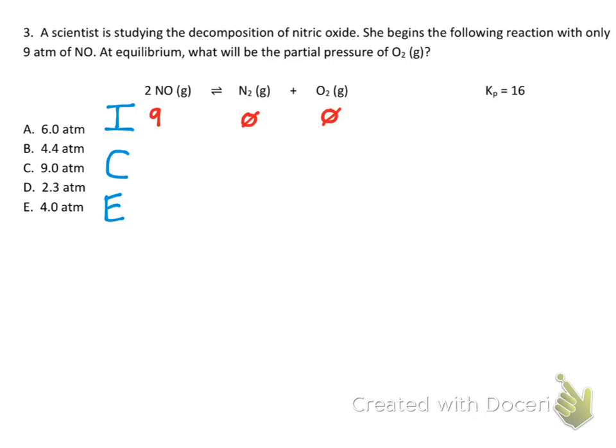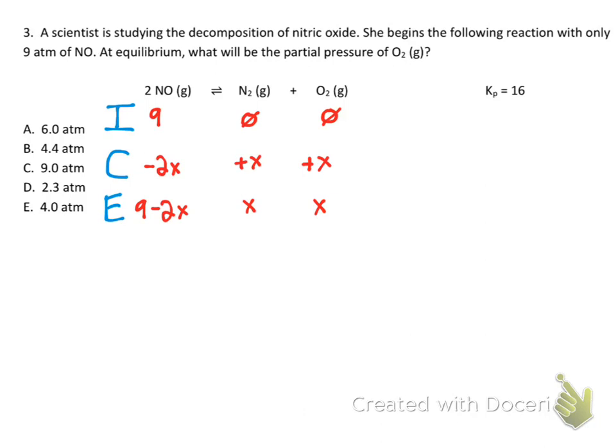So since we don't know what the equilibrium amount is, we're going to use a variable. We're going to say minus 2x here. For the N2, it's going to be plus x, and for the O2, it's going to be plus x. Okay, which leaves us with, at equilibrium, 9 minus 2x. All we have to do for the equilibrium values is just add together the initial and the change. 0 plus x is x, and 0 plus x is x. Cool. Now, we are halfway to solving our ICE table problem.